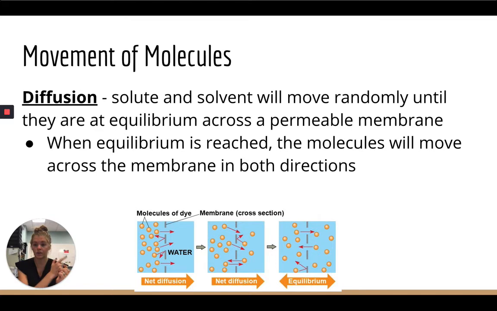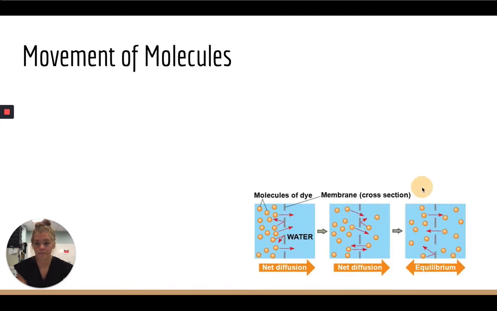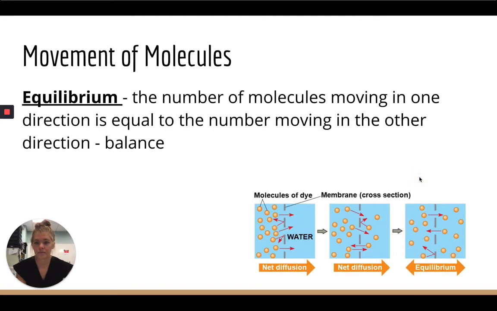So if one particle goes this way, one goes this way. If three go this way, three go this way. And this keeps happening. So we never have standstill motion in a cell. It's constantly moving, but in equal amounts to keep that equilibrium. And again, equilibrium is the number of molecules moving in one direction is equal to the molecules moving the other. There's a balance there.